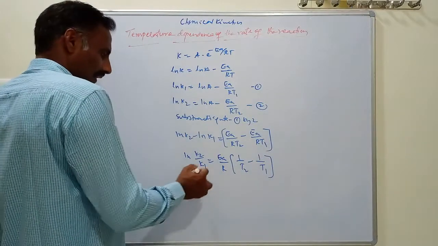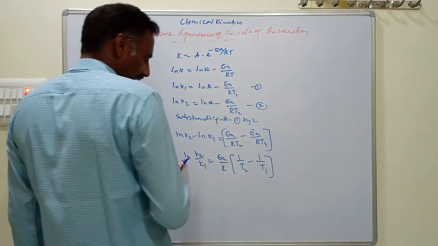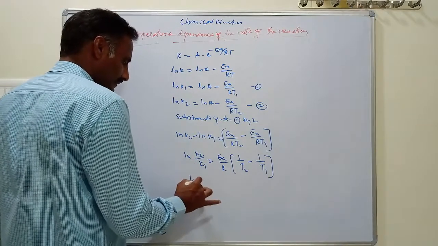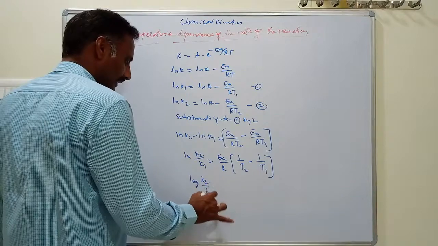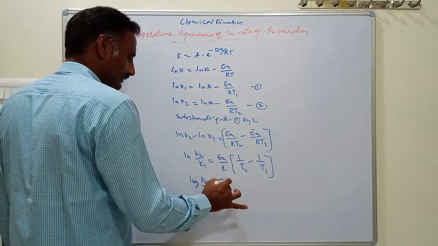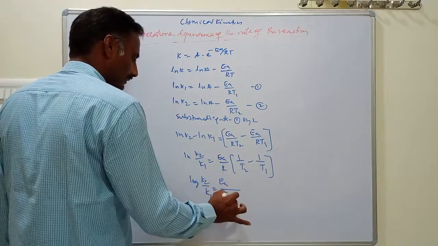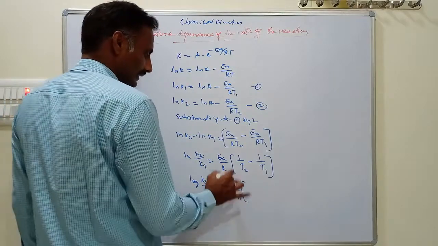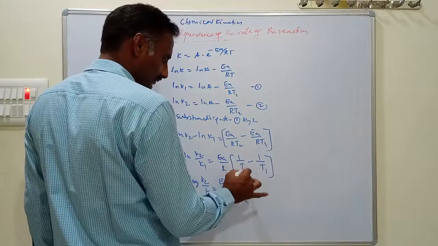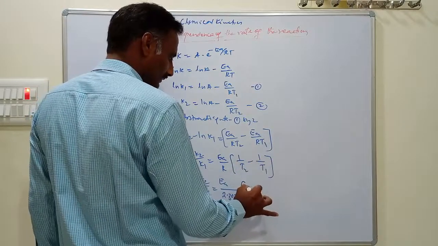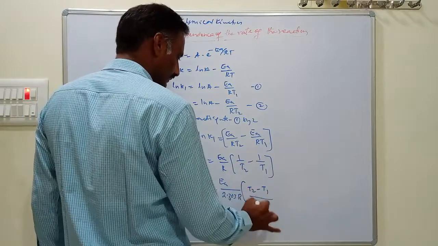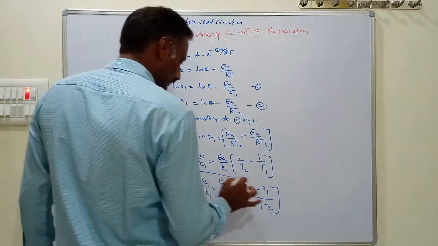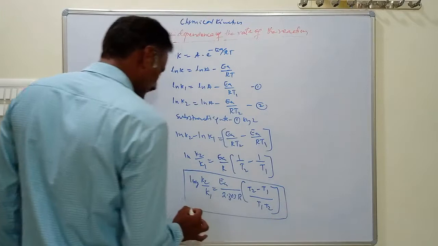On simplification, we convert ln into log form by multiplying by 2.303, so it becomes log K2 by K1 equal to EA by 2.303 R, times 1 by T2 minus 1 by T1, which is T2 minus T1 by T1 T2. This is one more way of writing the Arrhenius equation.